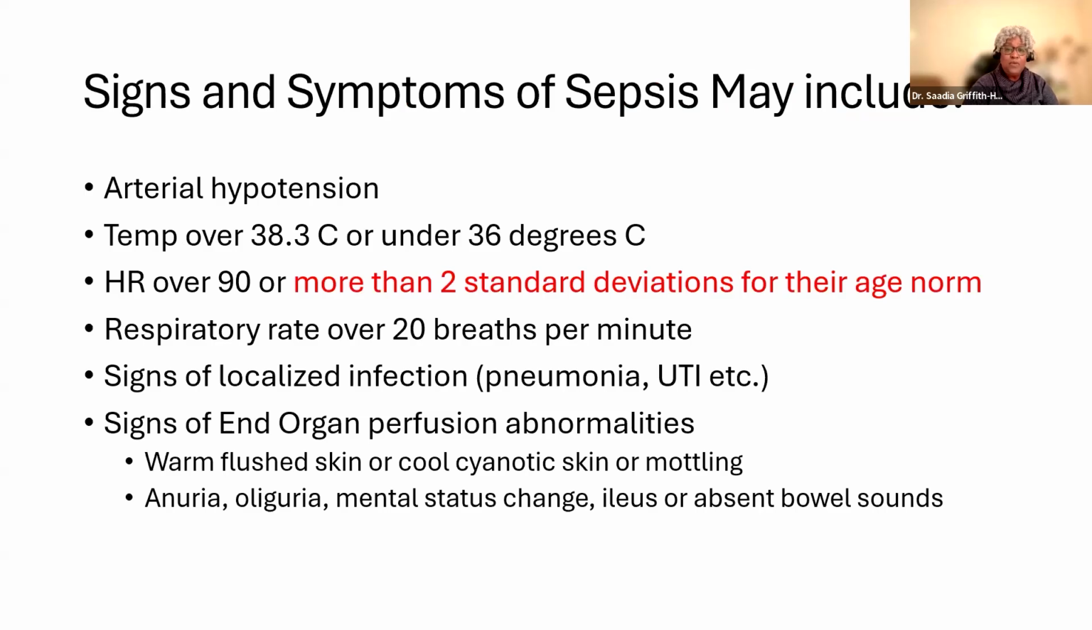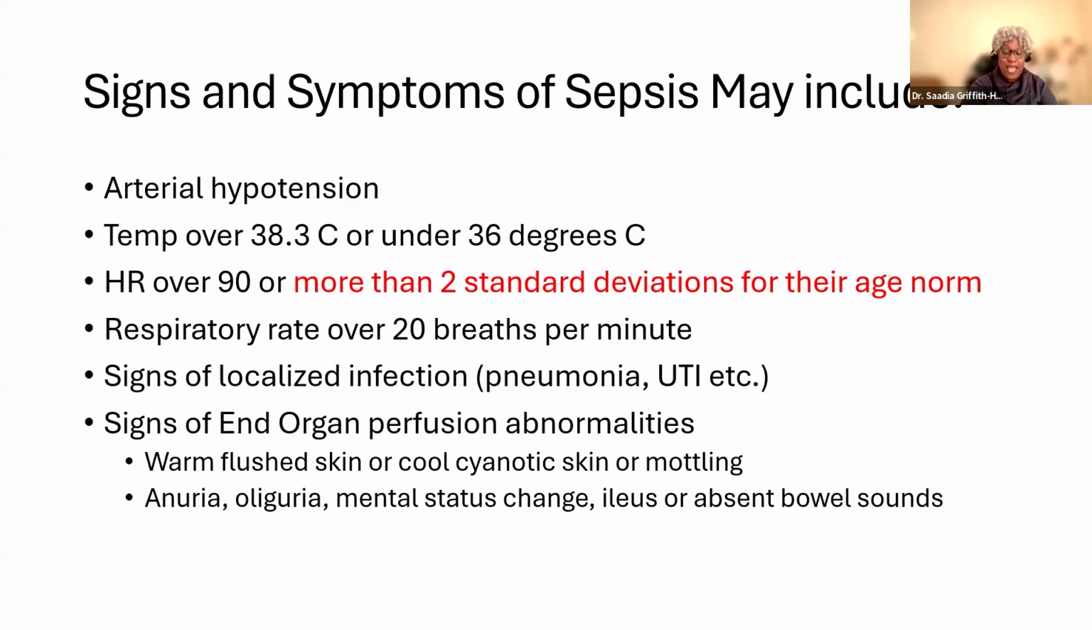So what are the signs that we might see in the clinic? Arterial hypotension, and we're going to talk about what is hypotension for an individual patient. You can have a temp over 38.3 or under 36C, and I went ahead and because I can never remember.